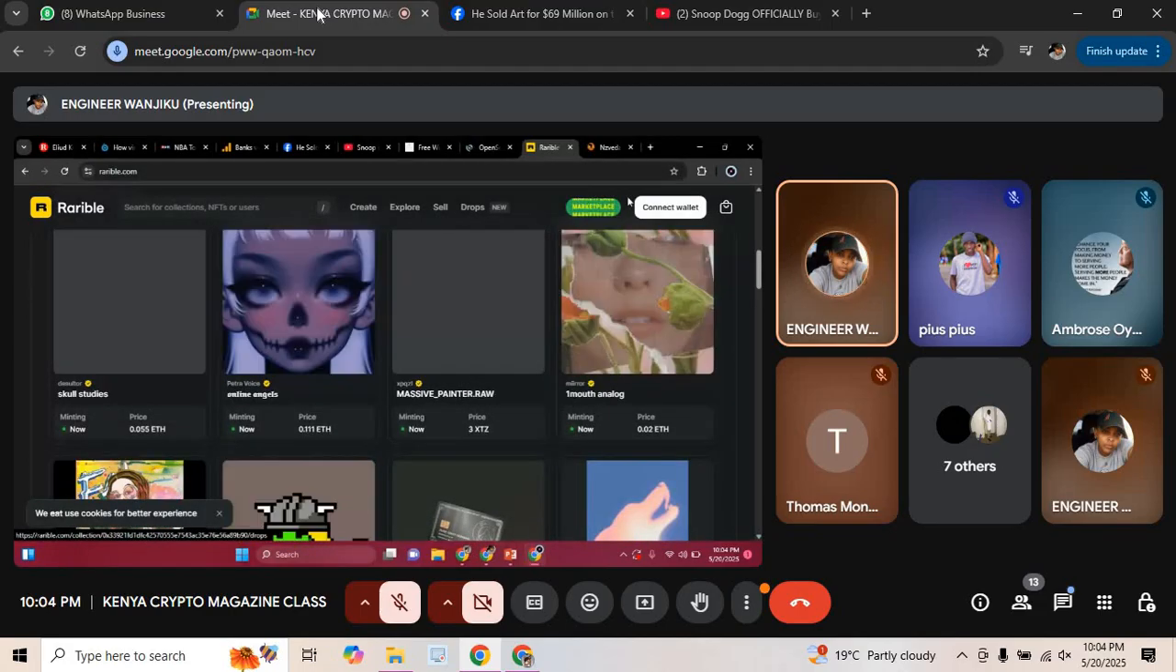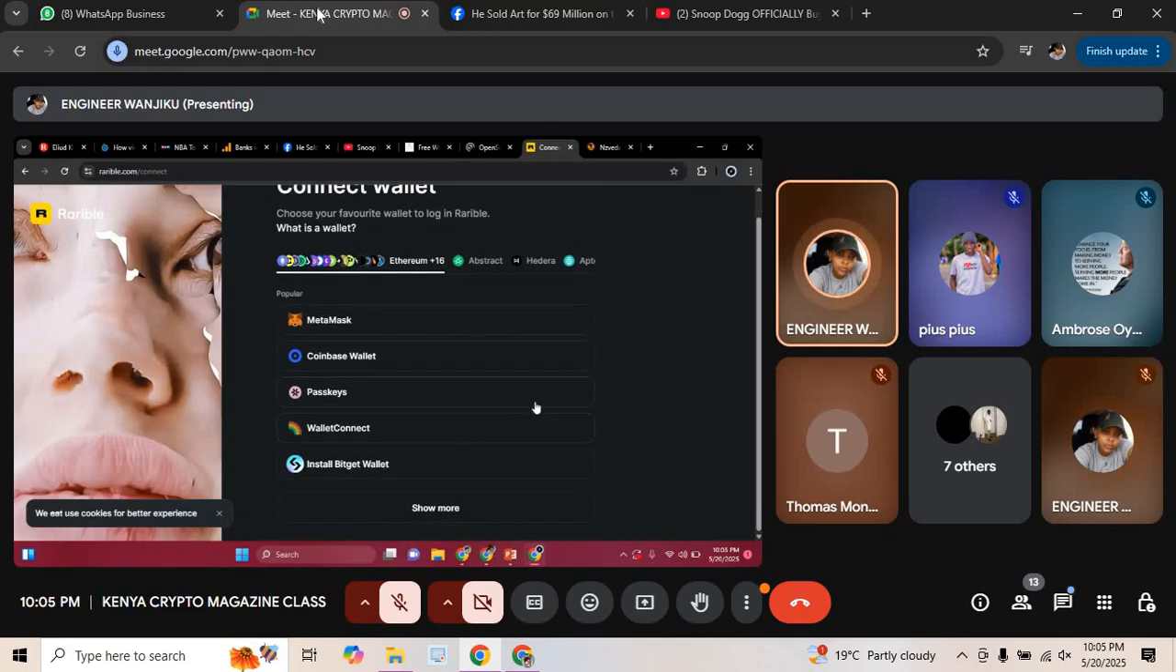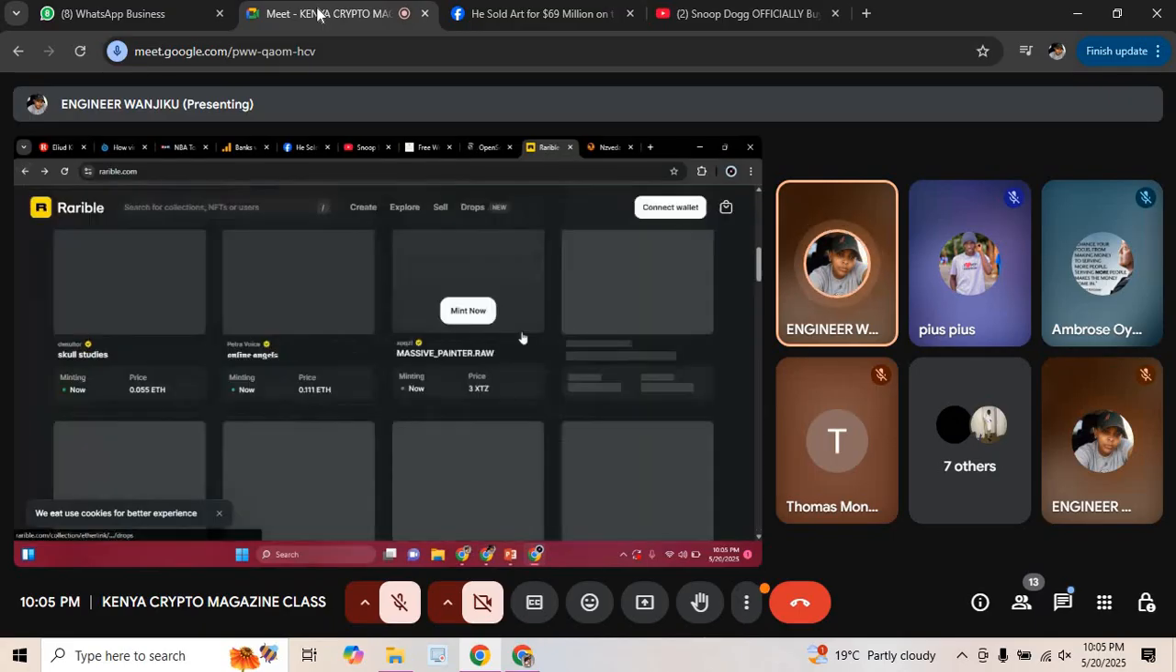To do this, I'll come to this part written connect wallet. Then I can connect my NFT marketplace, which is Rarible, to my wallet that has funds that I can use to buy these tokens. Remember, the funds for these assets are in Ethereum. So I'll need to have Ethereum in my wallet. It can be MetaMask, Coinbase, any wallet that you use, for example, Trust Wallet. Just connect it from that part. Then you can get to buy your favorite NFT.